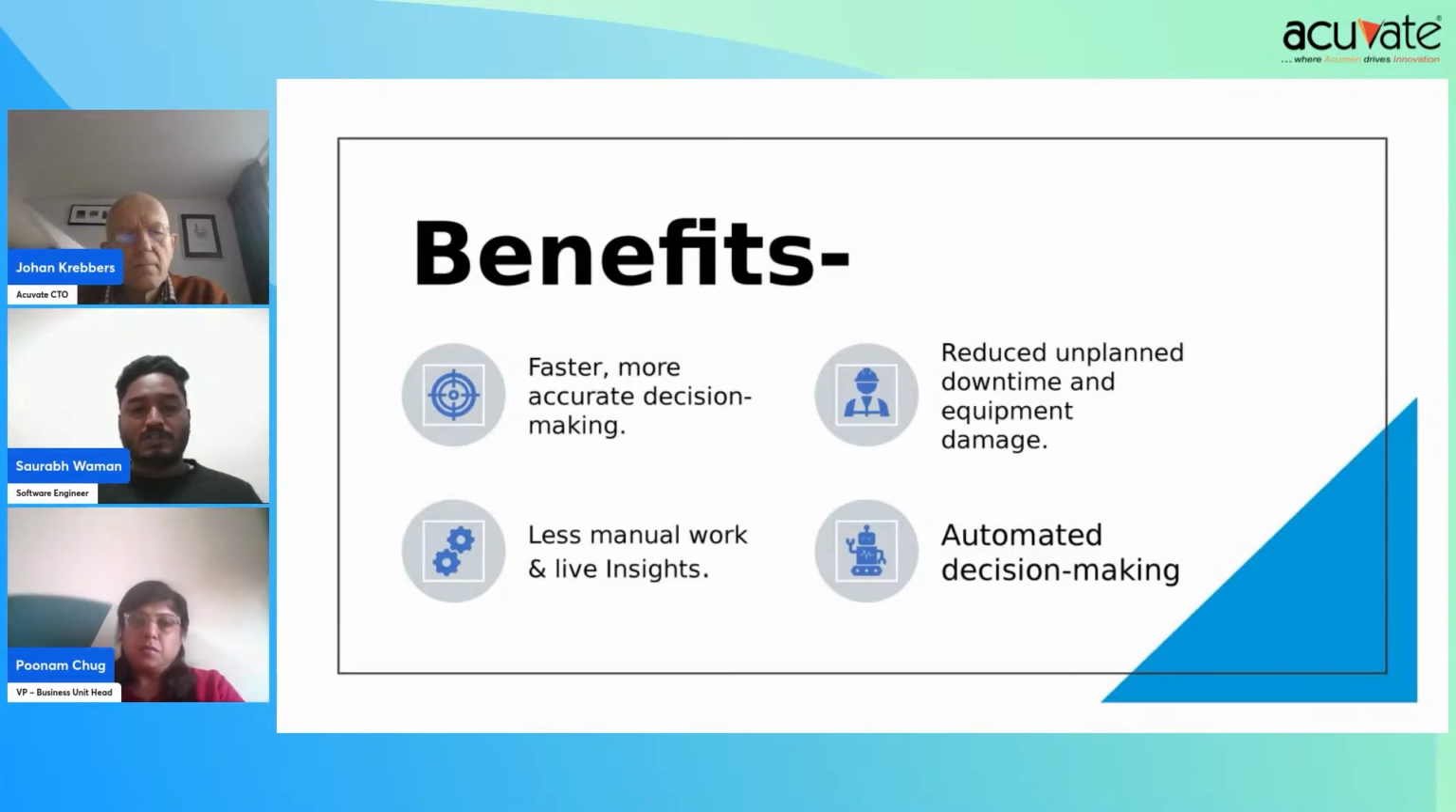Here you can see some of the benefits of a real-time temperature monitoring system with agentic AI: less downtime and less production loss. It takes less manual work and helps give us live insights. With the help of agentic AI, our agent takes automatic decisions without human intervention. So this is the end-to-end demo of a real-time temperature monitoring system for factory floor machines with agentic AI. Thank you everyone.